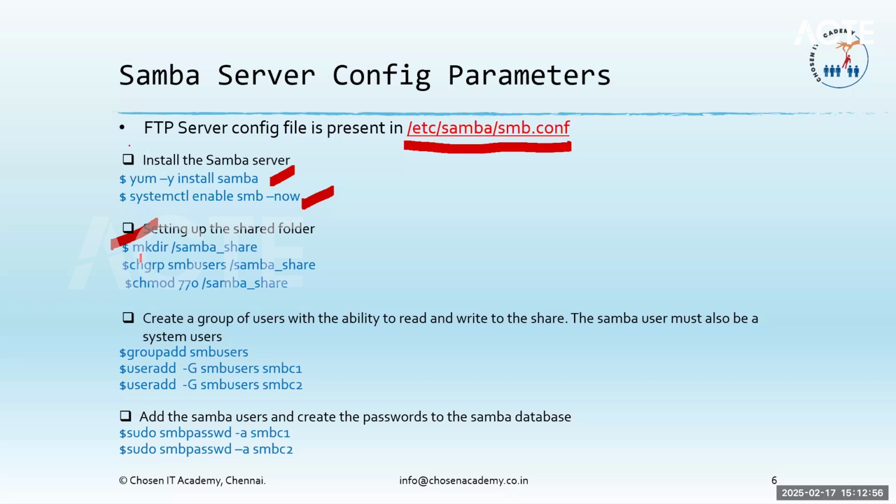So what I'm doing is creating a shared directory by giving mkdir under the root at the top level. I'm creating a directory named samba-share. And then I'm changing the group to the SMB users group.